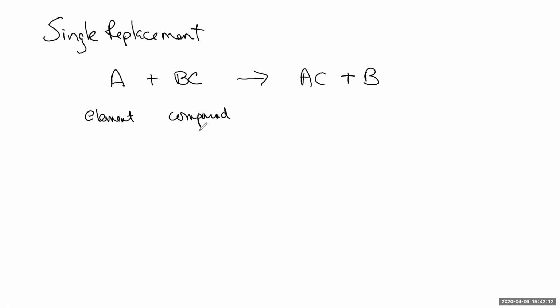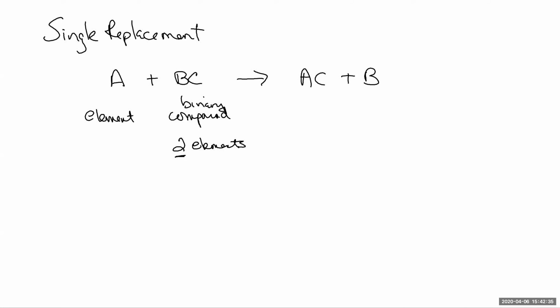And when you look at this compound, it's typically going to be ionic, although it doesn't necessarily have to be. But a compound, remember, has 2 elements. The ones we're going to deal with are going to be binary compounds, and so there will only be 2 elements. So what's going to happen is the elements are going to switch places. I think this is sometimes easiest to show by an example.